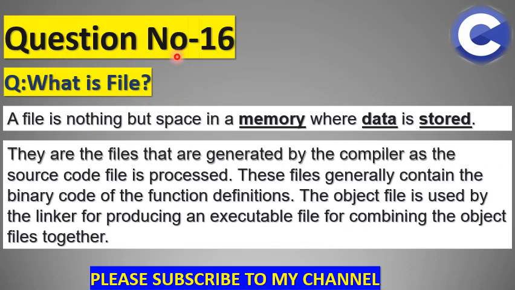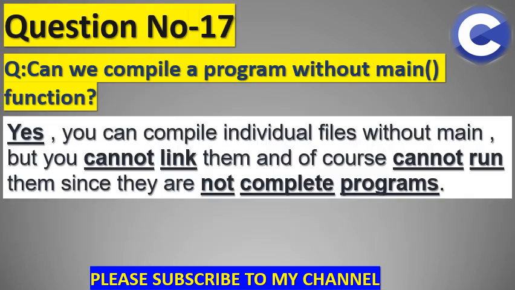Our question number 16 is, what is a file? A file is nothing but space in memory where data is stored. Object files are the files that are generated by the compiler as the source code file is processed. These files generally contain the binary code of the function definitions. The object file is used by the linker for producing an executable file by combining the object files together.